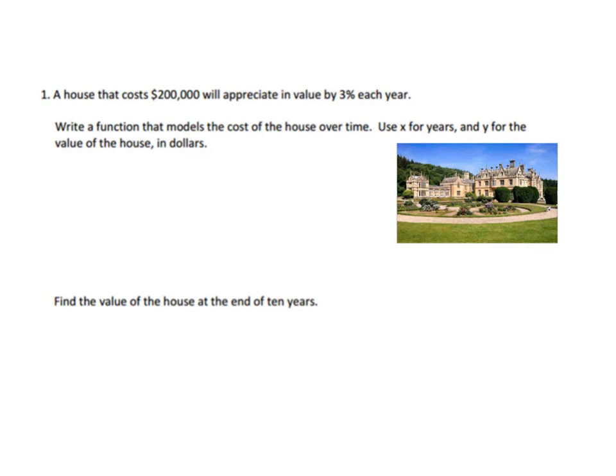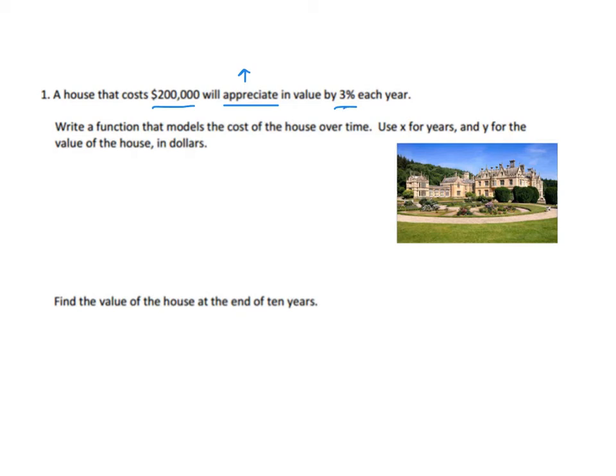All right, so we're going to do 2 examples. Here's the first one. A house that costs $200,000 will appreciate in value by 3% each year. All right, so we know the starting amount. We know it's appreciating, which means it's going up. So that means it's going to be a growth problem. And we know the rate is 3%.